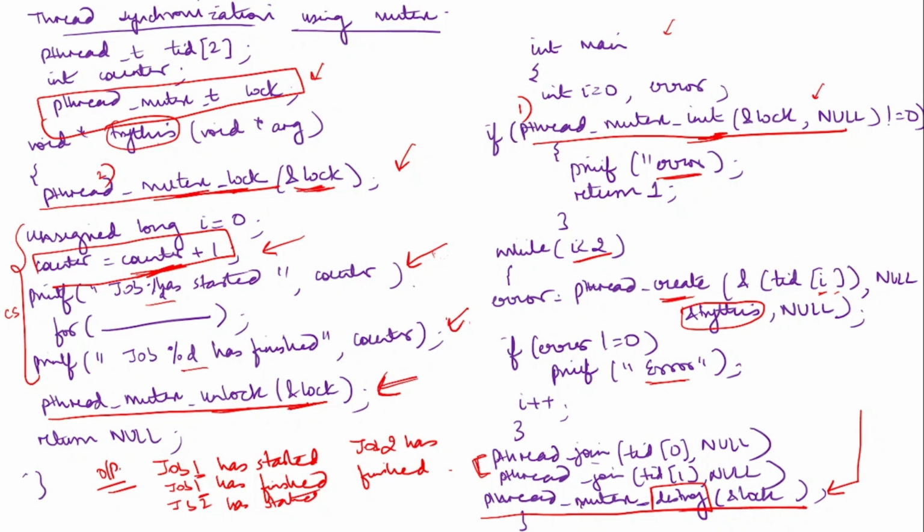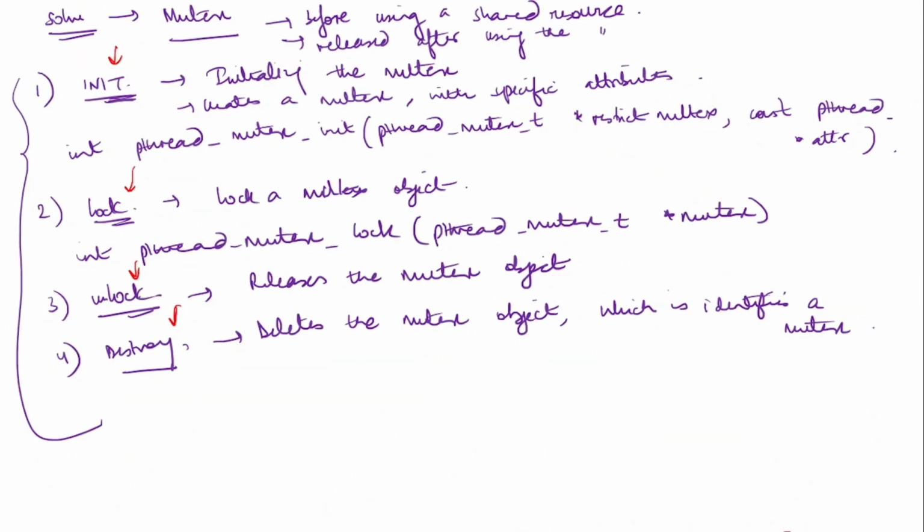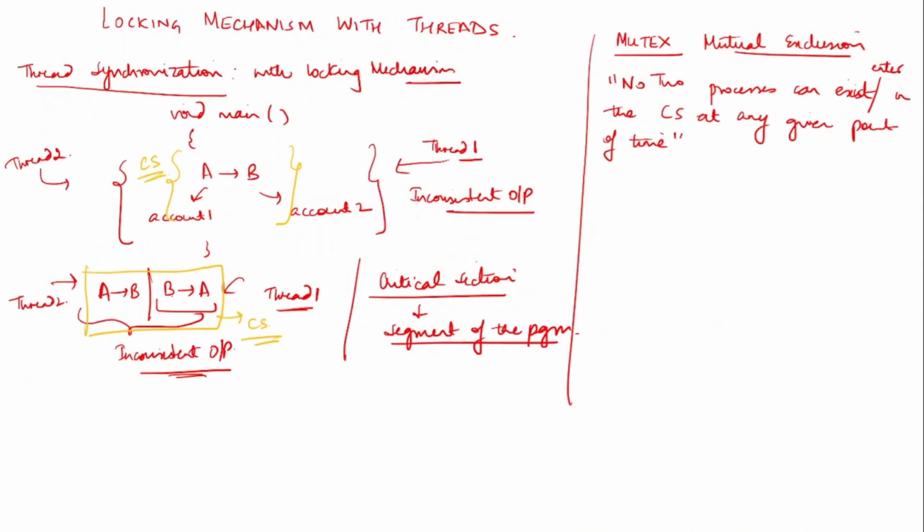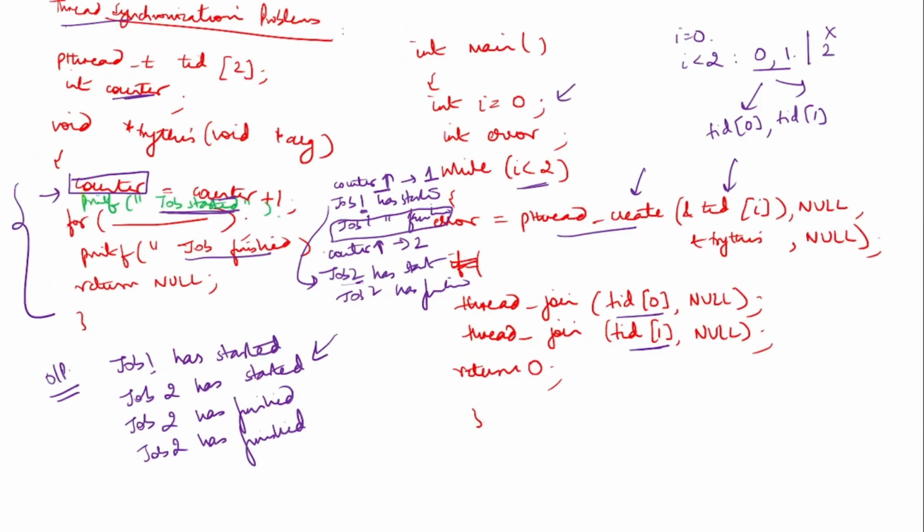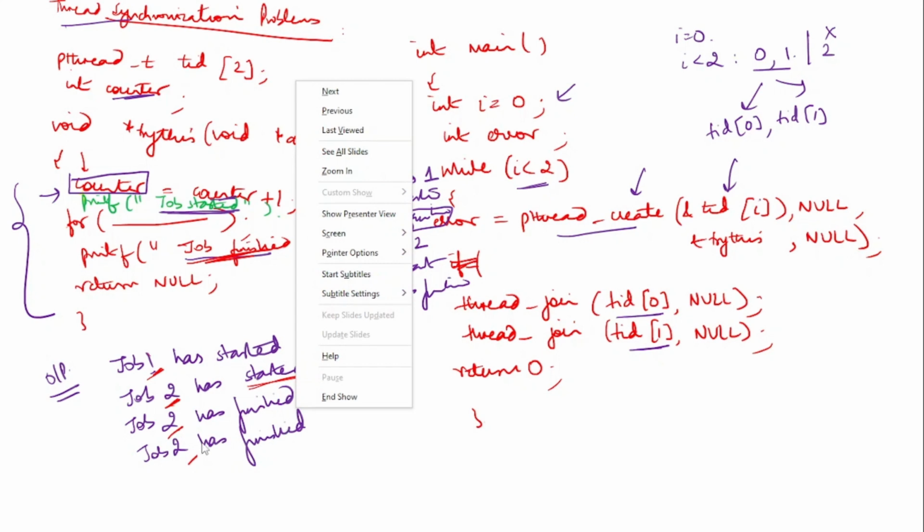Now here the output is consistent, whereas if you see the previous example, the output was inconsistent, because before printing job 1 has finished, the value of the variable counter was accessed by the second thread, and it got incremented. So the value of 1 got incremented to 2, and it printed job 2 has started, job 2 has finished, and then again job 2 has finished.